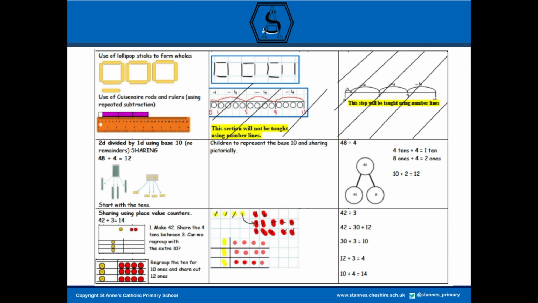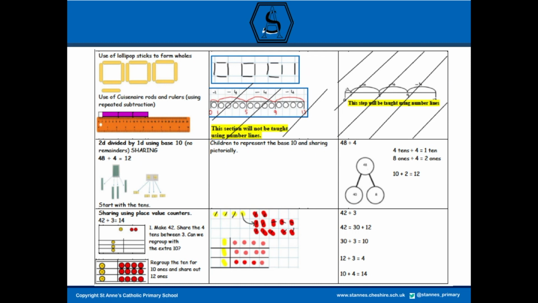We then move on to 2-digit numbers divided by a 1-digit number, and you can see the concrete here is using base 10. So we have 48 divided by 4. We've got the 4 tens there and the 8 ones, and that is divided into 4 equal groups, which is 12 in each group. Then into the pictorial, the children will draw this using 10 sticks and 1s, and then onto the abstract, we use the part whole model here. 4 tens divided by 4 equals 1 ten, and then we've got 8 ones divided by 4 equals 2 ones, so 10 plus 2 equals 12.